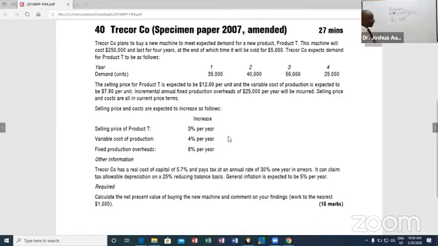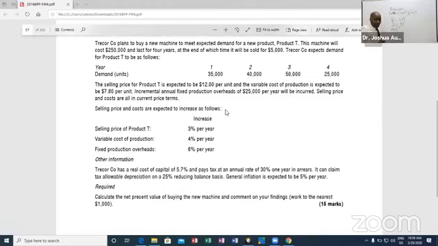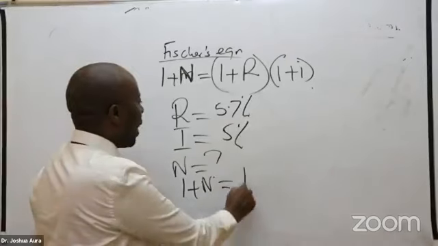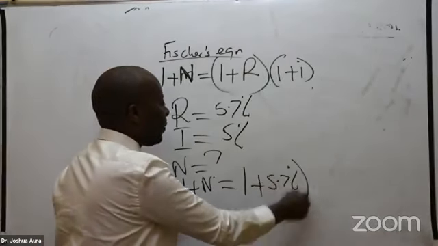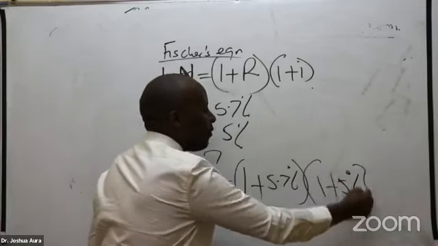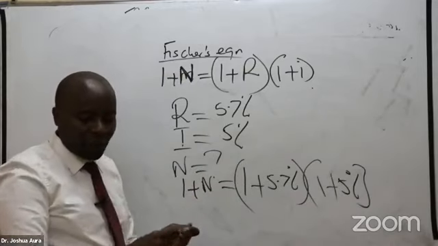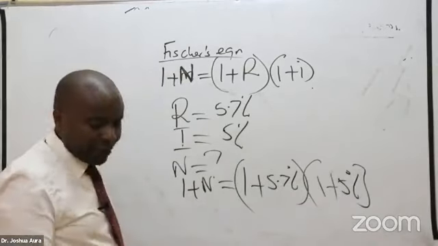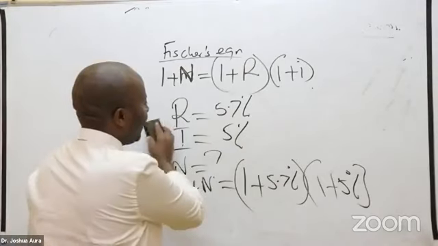5.7%. And then they went ahead and gave us the general inflation rate. The general inflation rate in the question here is 5%. Therefore, I should be able to get the nominal. How do I get the nominal from this particular question? I can say 1 plus nominal equals 1 plus our real of 5.7% into 1 plus our general inflation, which is 5%.